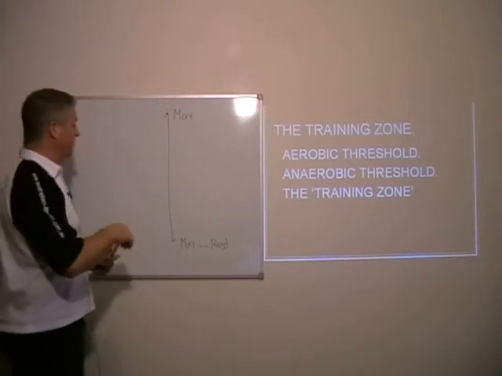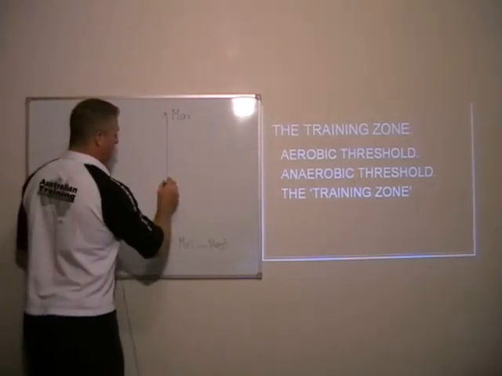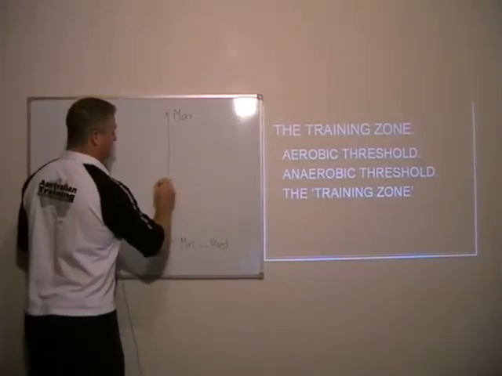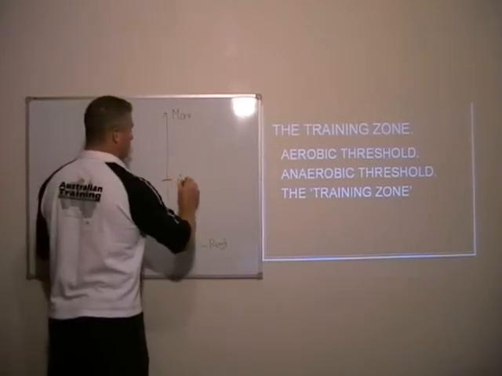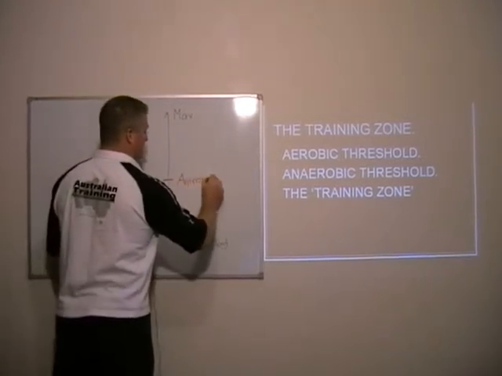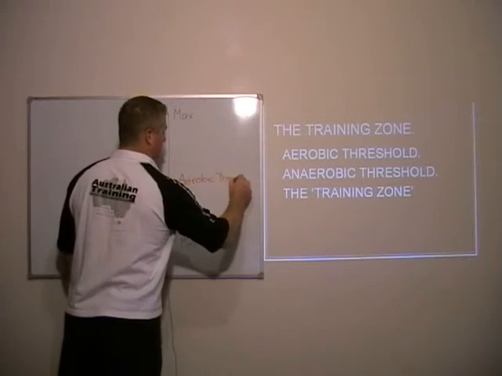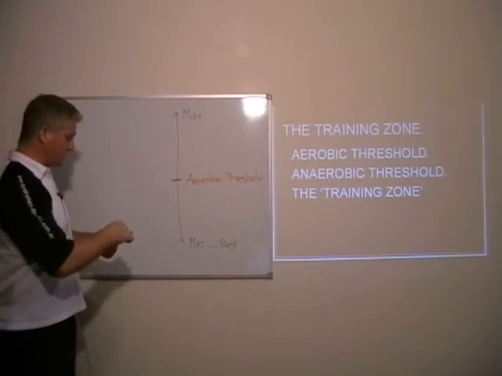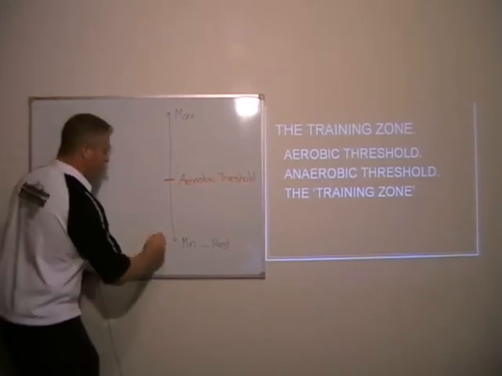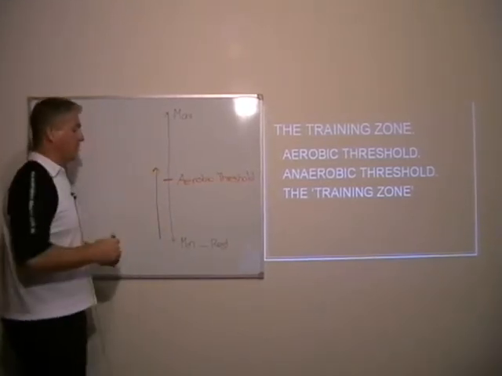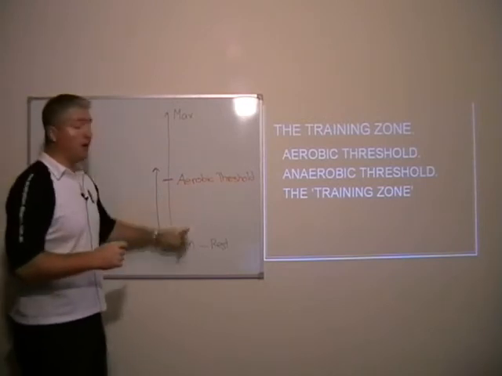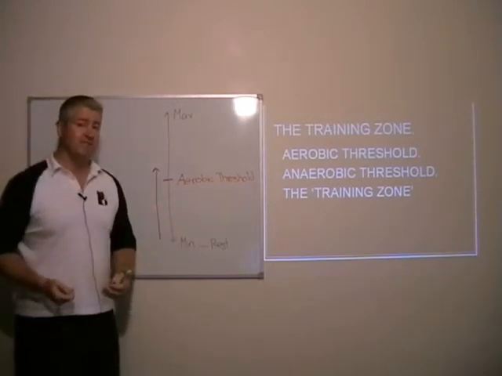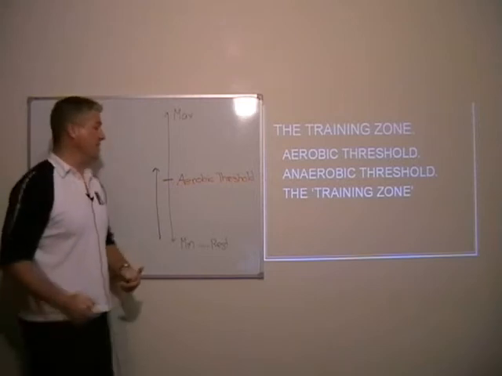For exercise to be effective, it has to breach a minimum threshold, which is what we call the aerobic threshold. So for us to get a training effect, we have to exercise above this aerobic threshold. If we're exercising below it, we are not exercising at a high enough intensity, therefore we're not getting a training effect.